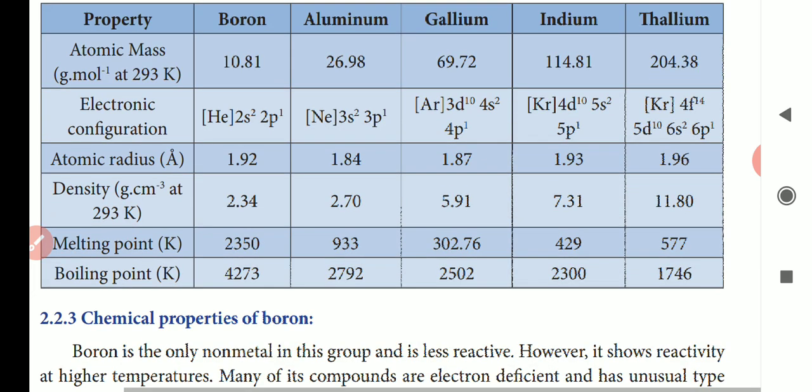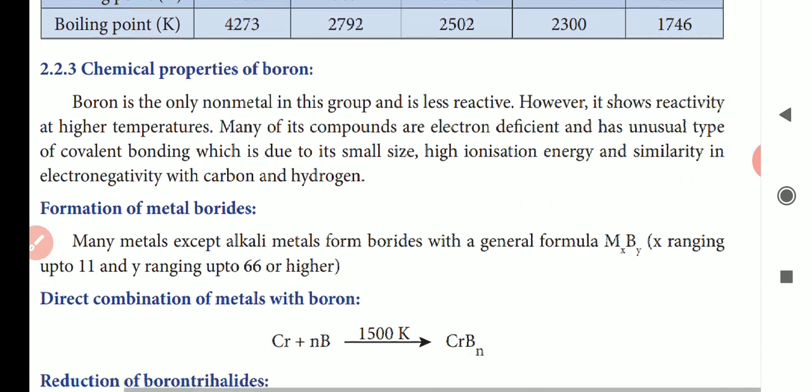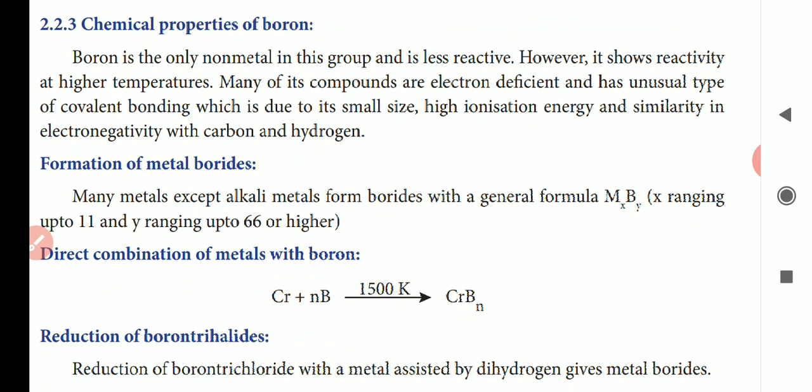Now let's discuss the important chemical properties of the boron family. Boron is the only non-metal in the group. The remaining elements are all metals. Boron is a less reactive non-metal.